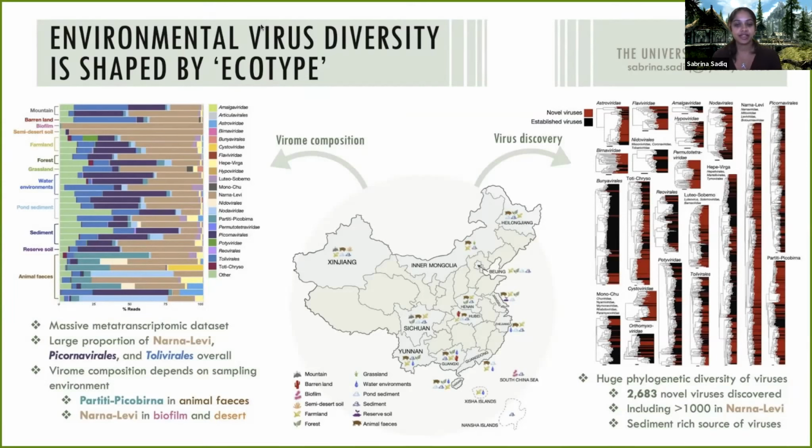Now, if I can take your attention to the red and black figure of phylogenetic trees on the right, this is the key part of the study, which was the discovery of 2,683 novel RNA virus species in virtually all RNA virus groups, shown here as the red tips in these trees. This includes over 1,000 novel Nanghoe-Levi viruses, which really showcases the power of metagenomics in expanding the known biosphere.